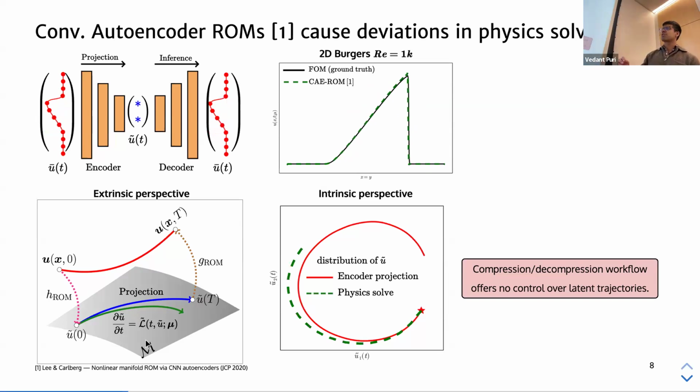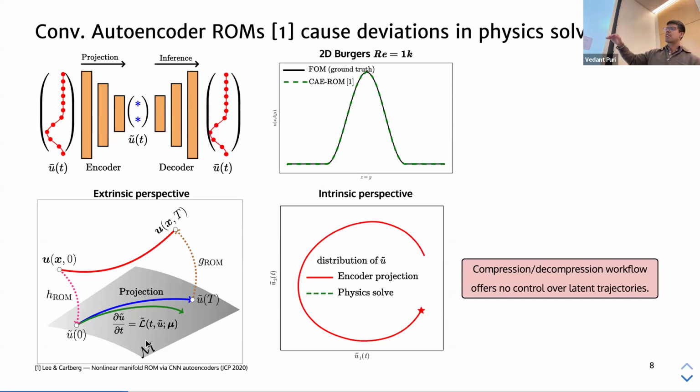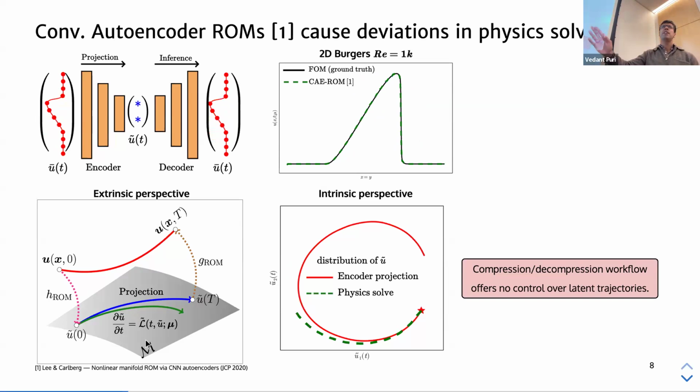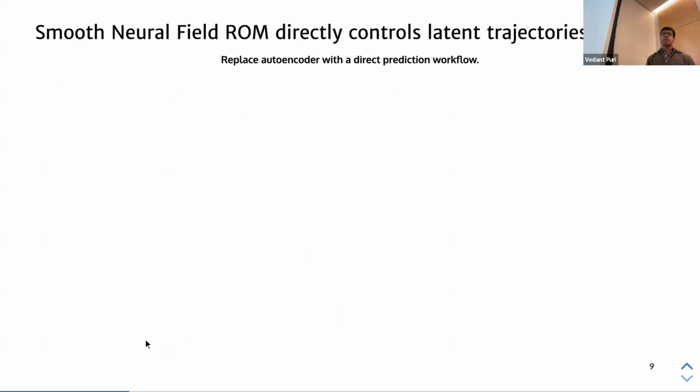And secondly, the physics solve starts off pretty well, but slowly deviates over time, thus accumulating errors. Now, we propose a method called the smooth neural field reduced order model that is able to directly control the complexity of the latent trajectories. And you can imagine if we can make these latent trajectories extremely smooth and simple to follow, that would lead to a much more reliable solution.